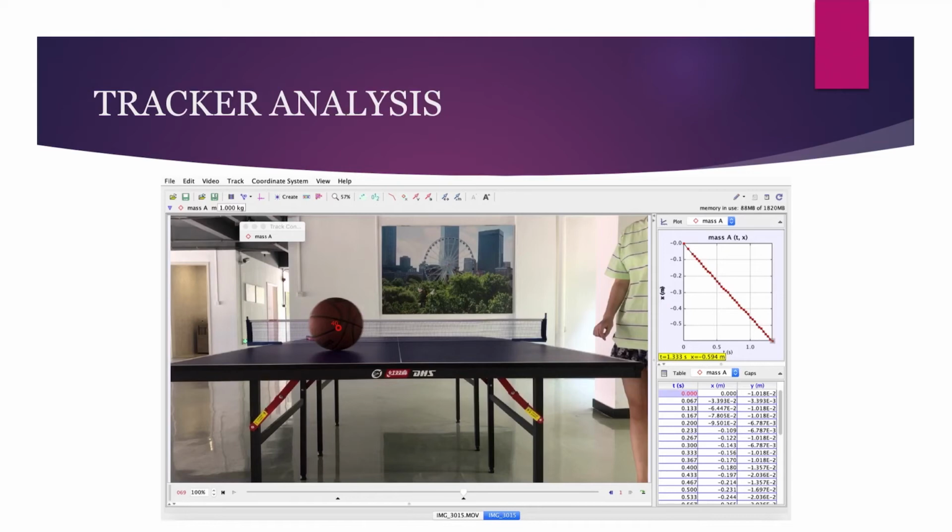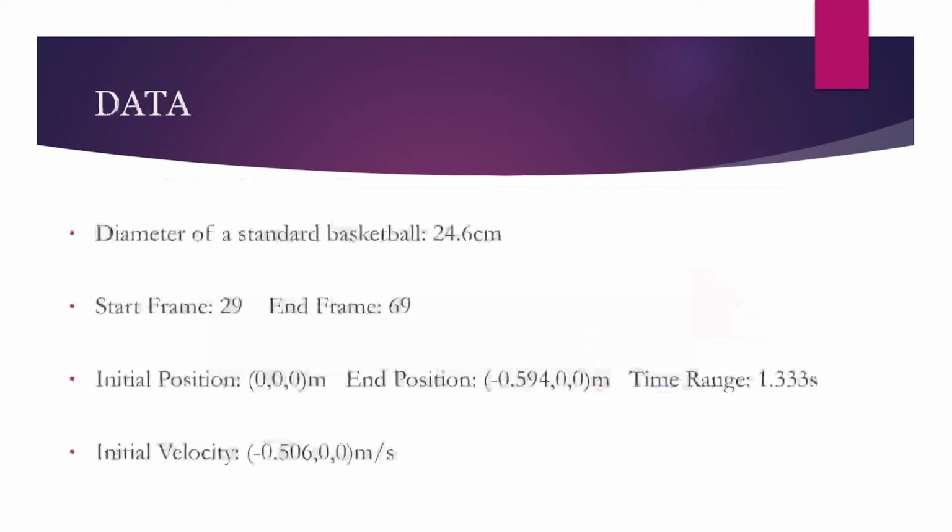We can see from the spreadsheet the specific position of the basketball in each frame, and this enables me to calculate the initial velocity of the basketball. So the initial position and the end position I got from the spreadsheet are listed in this page, and the time range is 1.333 seconds, and the initial velocity is calculated to be delta x divided by delta t, so the x component of the velocity is negative 0.506 meters per second. With all this data, I go to GlowScript to build the computational model.